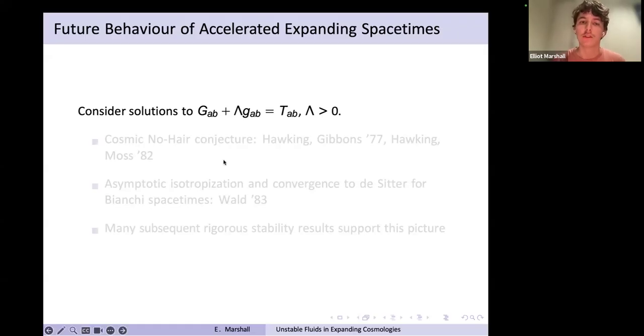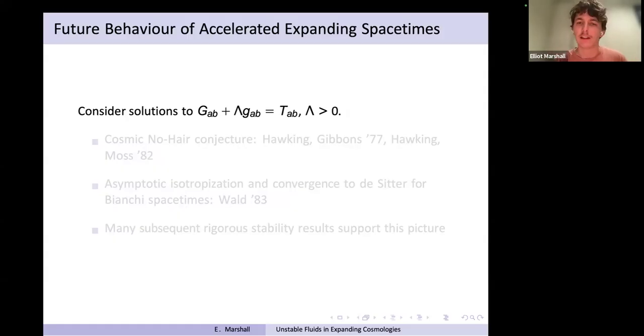Let's consider solutions to the Einstein equations with a positive cosmological constant and arbitrary matter. In general, there should be some restrictions on the matter, but I won't get into that in this talk. Okay, so it turns out we have a really strong heuristic picture about what should happen here. We expect that these spacetimes should approach a homogeneous and isotropic end state, the de Sitter solution, at late times.